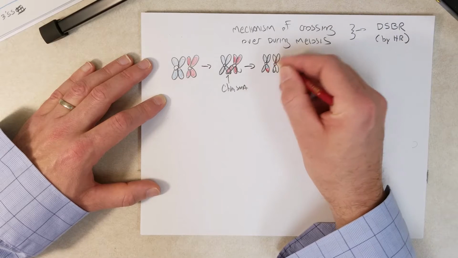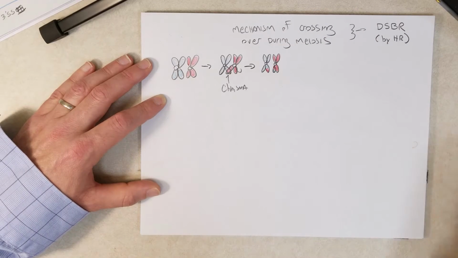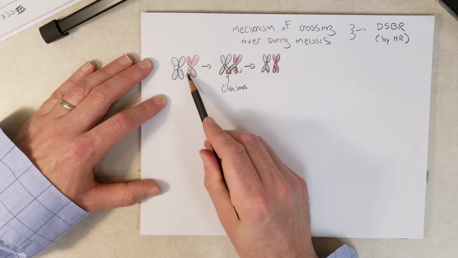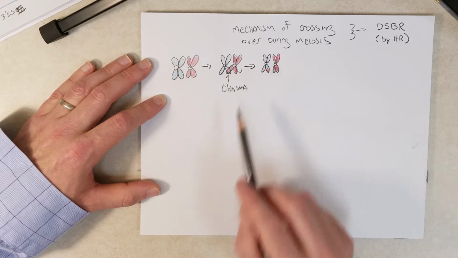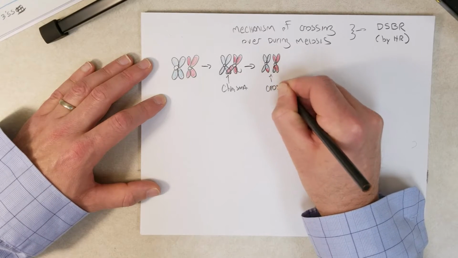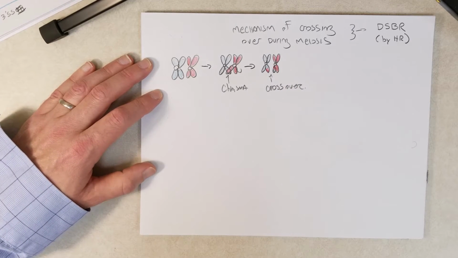And the crossover is the physical exchange of DNA between chromosomes. So here we have this red from this chromosome over here switched for this blue part over here. They were just switched. Okay, we see that there. So here we have a crossover.